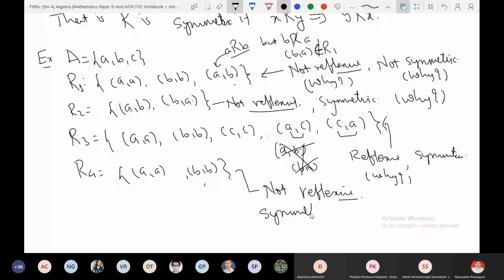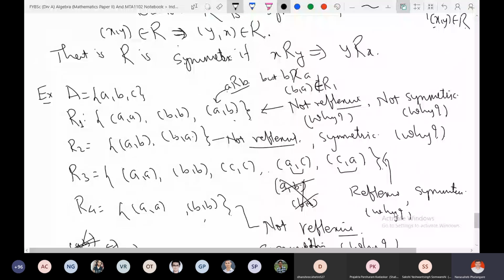Yes, sir. So it is symmetric because there is no pair AB, so we should not bother about BA, right? There is no pair AC, so we should not bother about CA. There is no pair BC, so we should not bother about CB, right? Whenever AC is there, then we should bother about whether CA is there. If not, then don't worry. So therefore, this relation is not reflexive but symmetric. So why? Think over it. Fine. So this is a simple example.